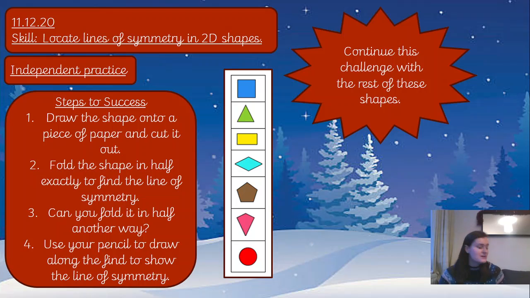You don't need to write anything down, but you can keep these if you want to bring them in or send me pictures of them. And if you'd like to stick them into your book, you can do, but you don't need to write anything today. We're just working with the shapes. Okay, so once you've done that, there is a challenge on the final slide. So pause the video now while you do the last four shapes, and once you've finished, we can move on to our challenge.